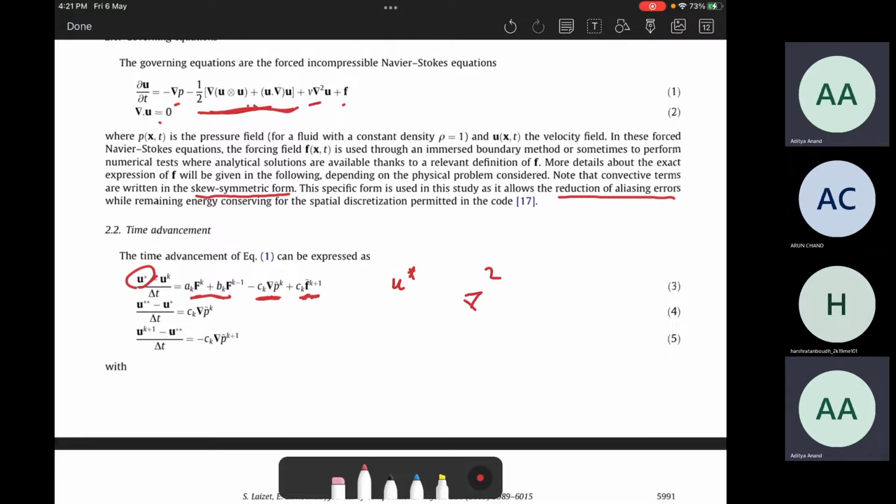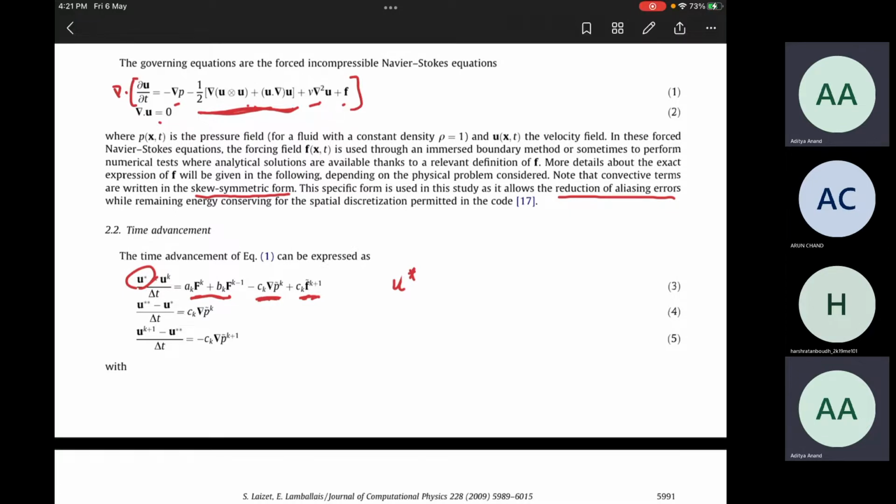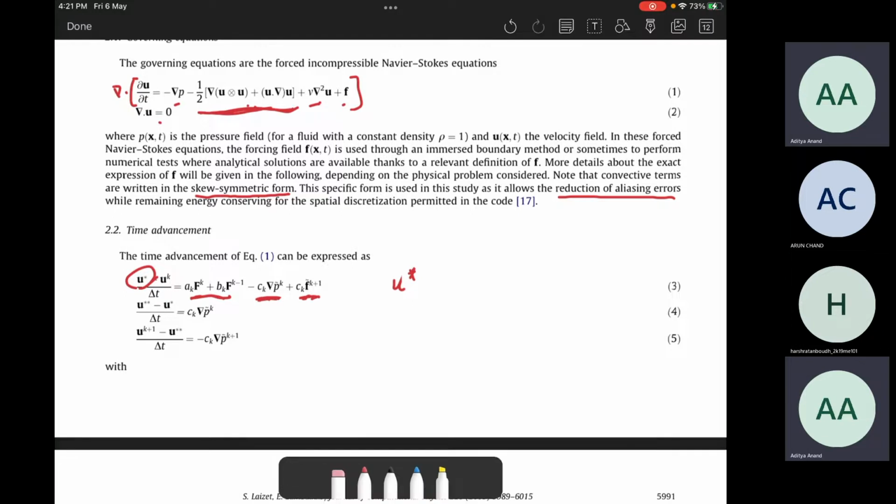If you take the divergence of this momentum equation, del dot u is 0, and you will get the Poisson equation of pressure in the physical domain that we had seen earlier. Okay, let's remove all of this. So the continuity is enforced using the Poisson's equation.